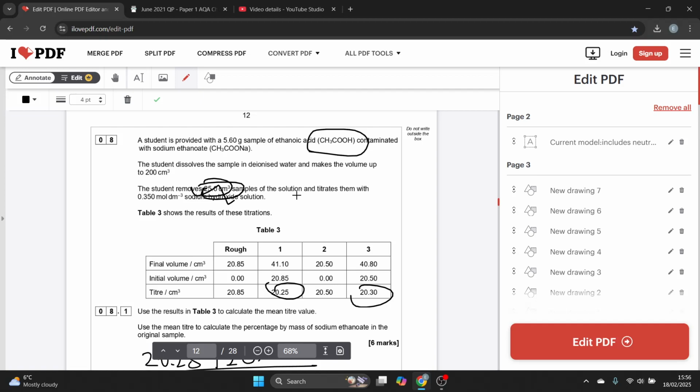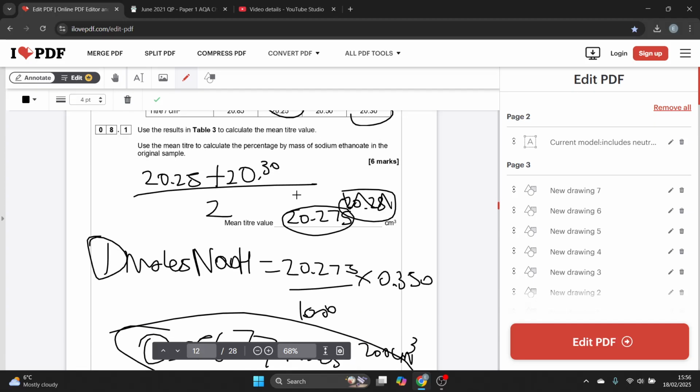I want to find out the percentage by mass of sodium ethanoate. Then I do 5.60 minus my answer. That's the mass of sodium ethanoate over the total mass, 5.60, times by 100. 39.2%.